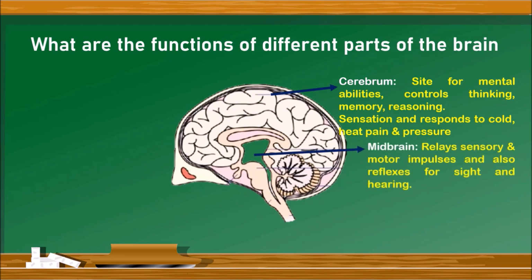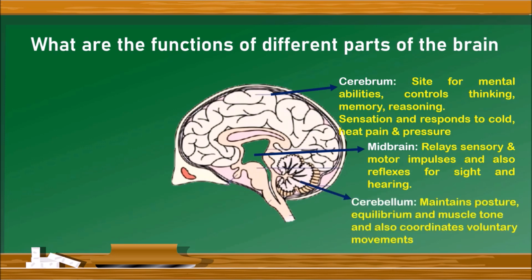The next one is midbrain. It is a relay center. It means it transmits the sensory and motor impulses from brain to spinal cord and vice versa. And also it shows some reflexes for sight and hearing. Next one, cerebellum. It maintains the posture and equilibrium and also the muscle tone. It also coordinates voluntary movements.